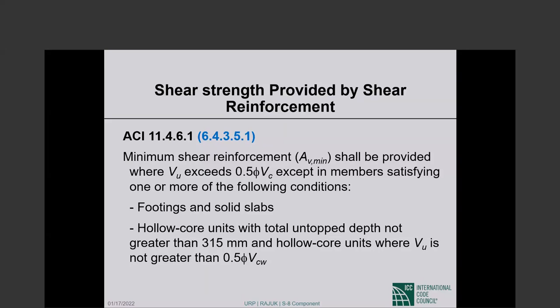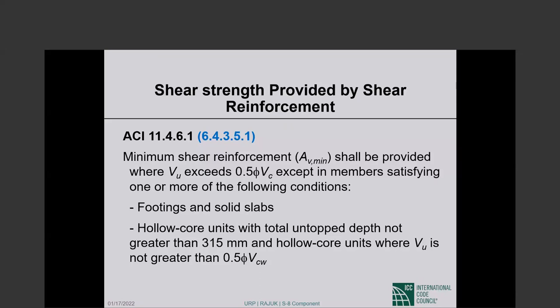Now, minimum shear reinforcement shall be provided where V sub u exceeds, not phi times V sub c as you would expect, but 0.5 phi times V sub c. Okay. So please note that we provide minimum shear reinforcement as soon as V sub u exceeds 0.5 phi times V sub c, half the shear at which we would normally expect to provide shear reinforcement.